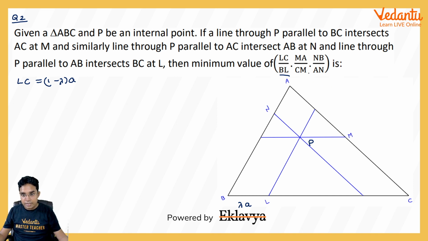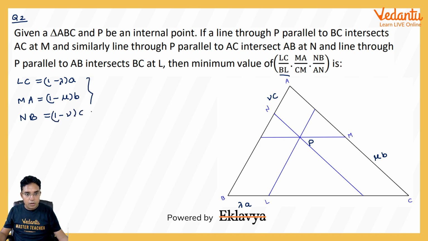Similar to this, I will take CM, the length C to M, which is some portion of the complete length B. So I will take this as mu times B. So CM is mu times B, and MA will become equal to 1 minus mu into B. And similarly, AN, I'm going to take this as nu times C. So this NB length will be equal to 1 minus nu into C.